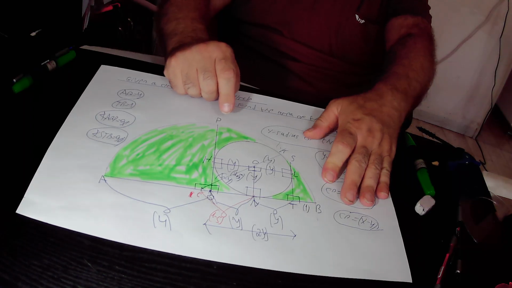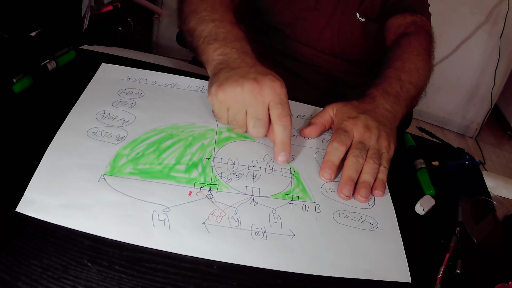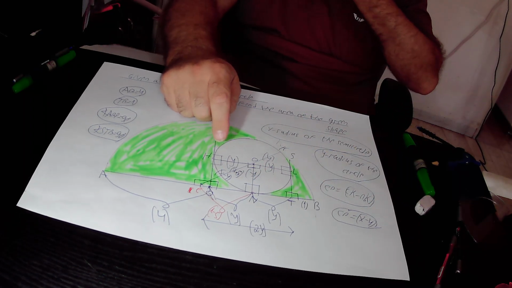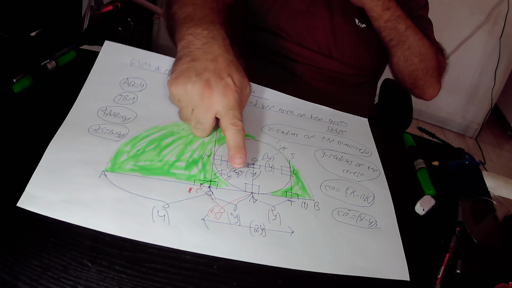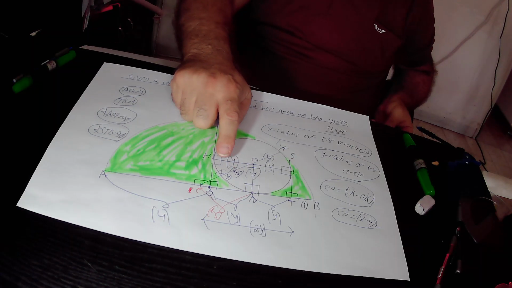So in quadrilateral HOQ, we have 1, 2, 3 right angles. The sum of 3 right angles is 270 degrees.